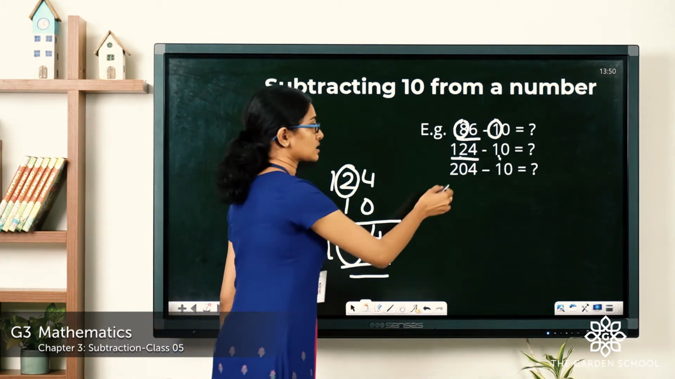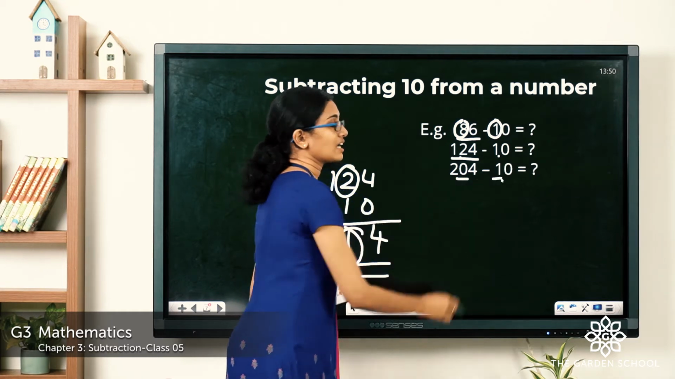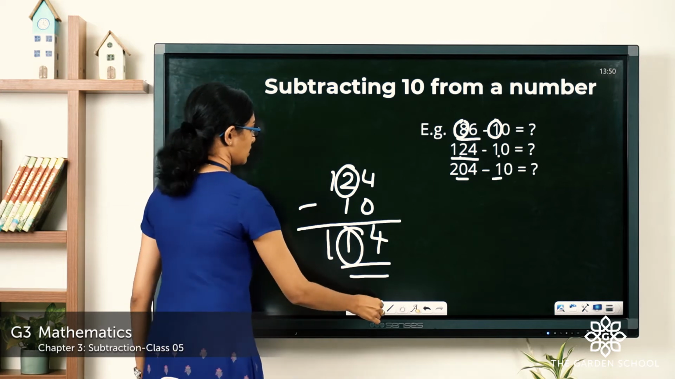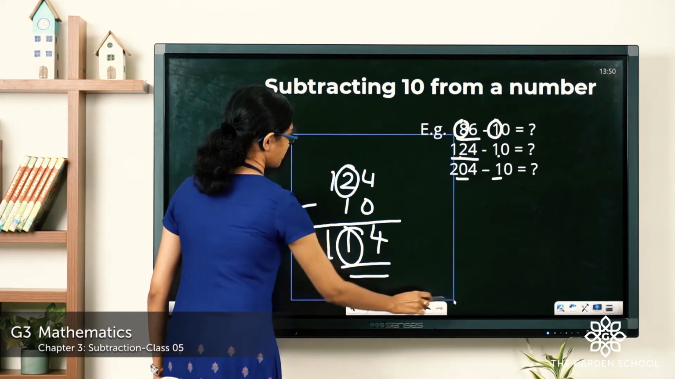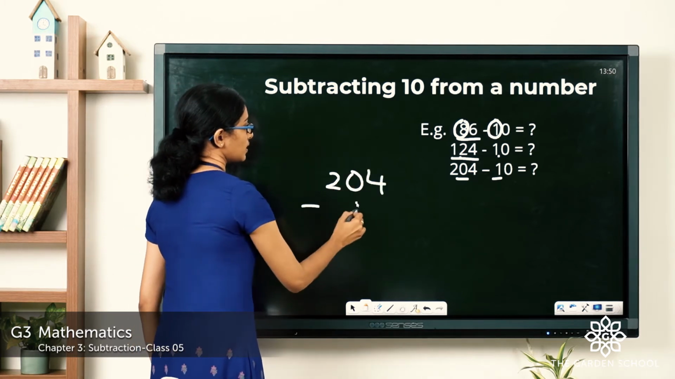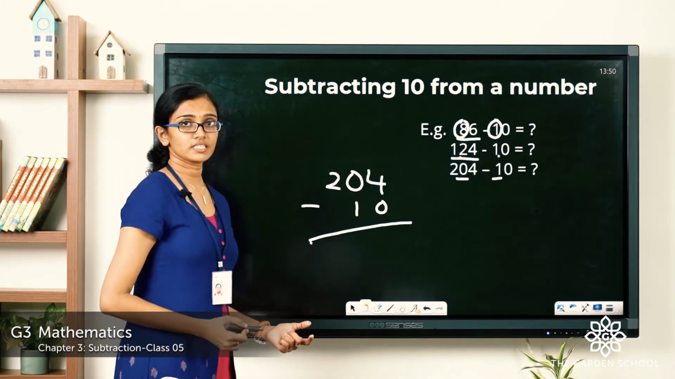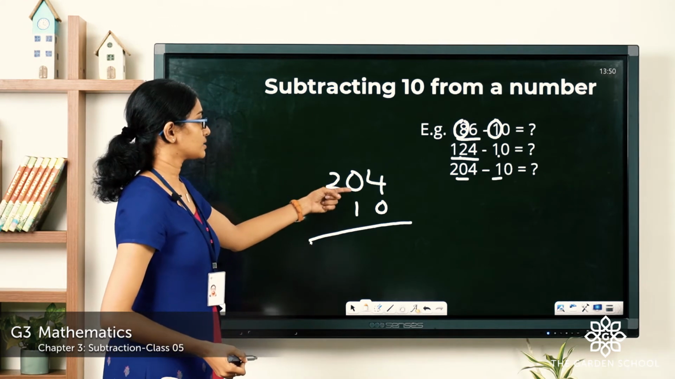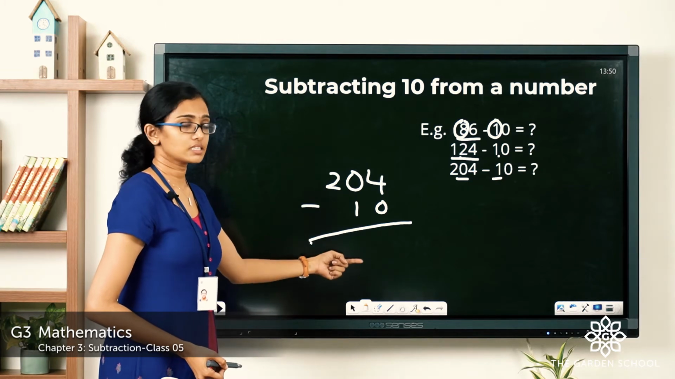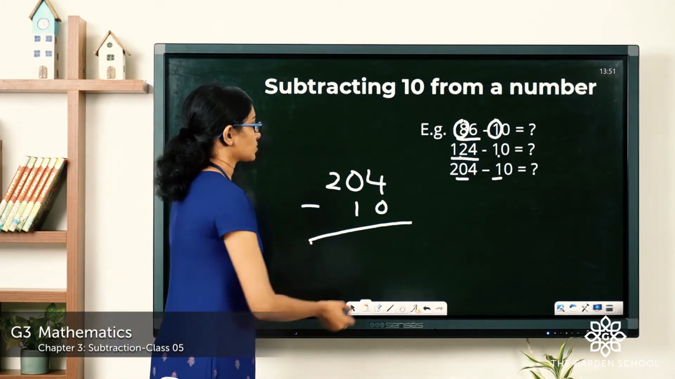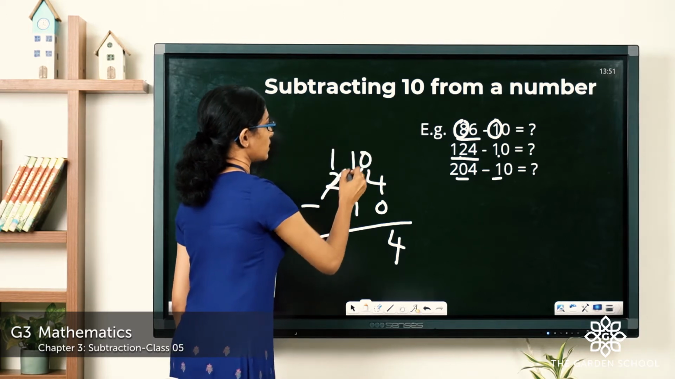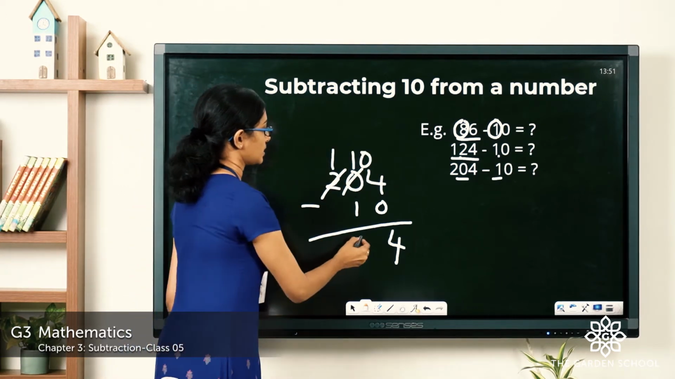What if the tens digit in the minuend is less than the tens digit of the subtrahend? Let's see that example. Here 204. Will there be change only in the tens digit? No, because in this minuend, the digit in the tens place is less than the digit in the subtrahend. So we have to regroup. So that will make this one 10. Now we can subtract.